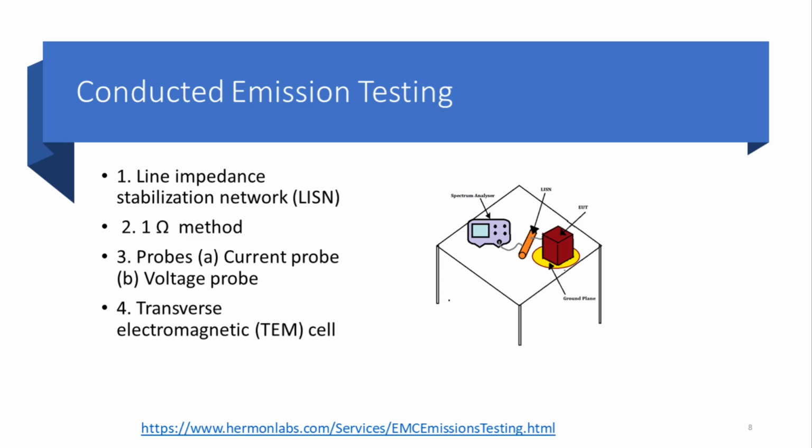You notice that the equipment under test is kept on a ground plane, and the emissions are read on this spectrum analyzer. The emissions are nothing but the interference signals that need to be measured, but it is not directly connected. There is a LISN in between. So we will now understand what an LISN is. That is a line impedance stabilization network.